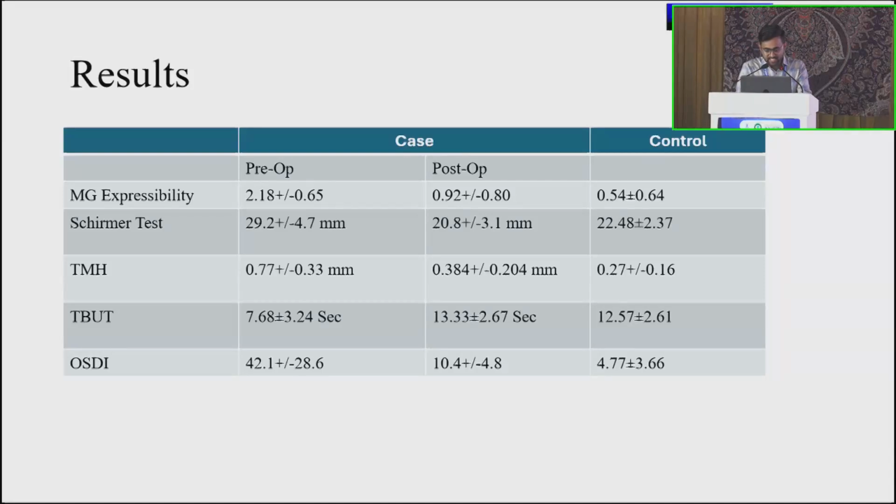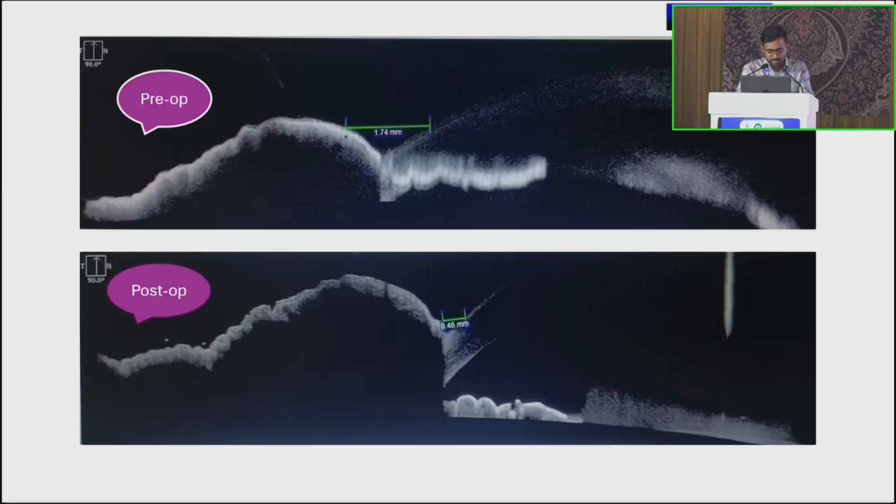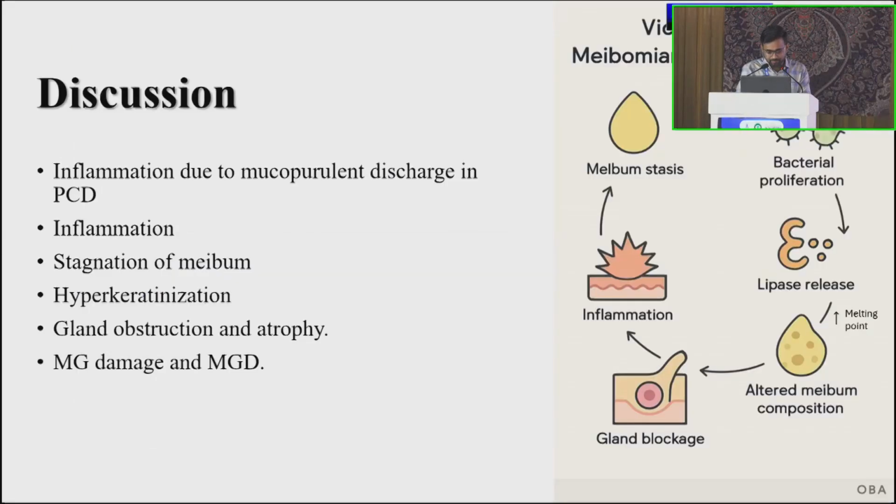T-BUT was low initially, maybe because of gland destruction. It increased post-operatively. The OSDI score also decreased post-operatively, but did not return to normal, maybe because of permanent meibomian gland destruction. This photograph shows pre-operative and post-operative tear meniscus height, with a significantly reduced TMH post-operatively.